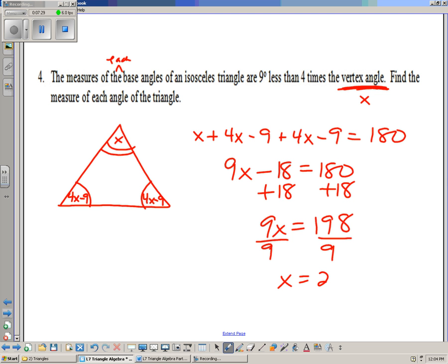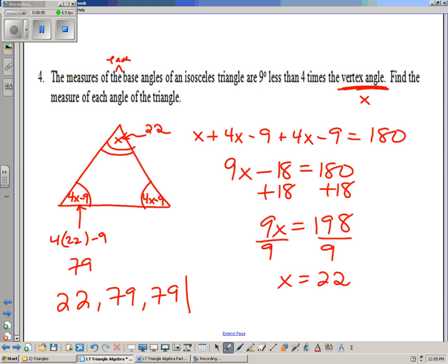And again, that's nice, but we also want to find out the measure of each angle of the triangle. So x is 22. So that's this angle up here. 4 times 22 minus 9 would be each of the base angles, which turns out to be 79. So the measure of the angles of the triangle are 22, 79, and 79.